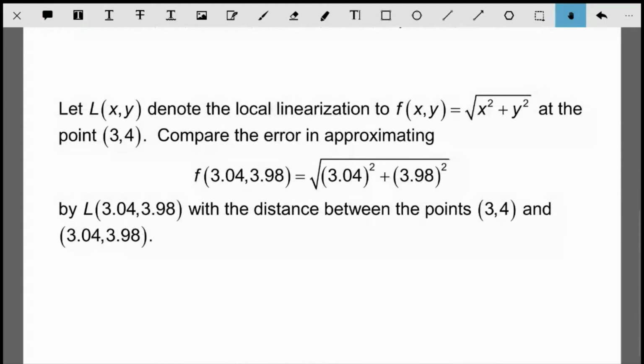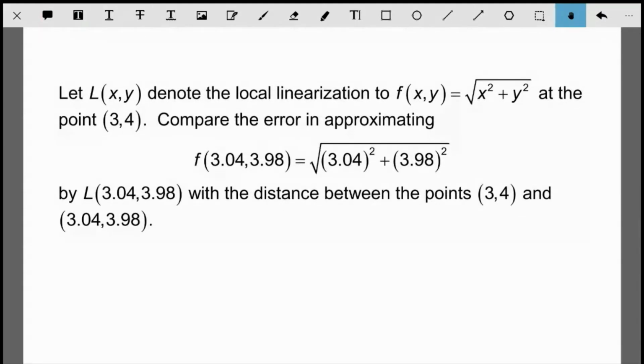All right, so let's take a look at an example here. So this problem says, let L of x and y denote the local linearization to this function, square root of x squared plus y squared, at the point 3, 4, and compare the error in approximating f of 3.04, 3.98 by our linearization with the distance between the points 3, 4 and 3.04, 3.98. Okay, so we're going to go through the steps here, and some of that stuff at the end with comparing to the distance, I'll explain that when we get to it.